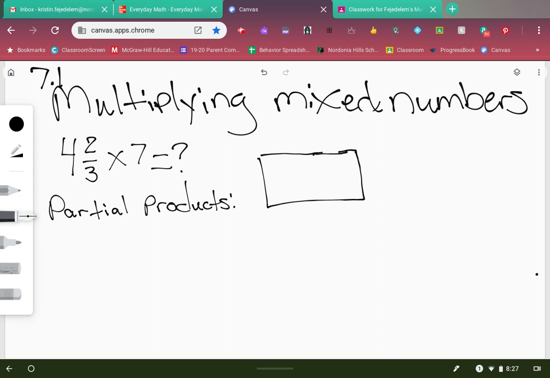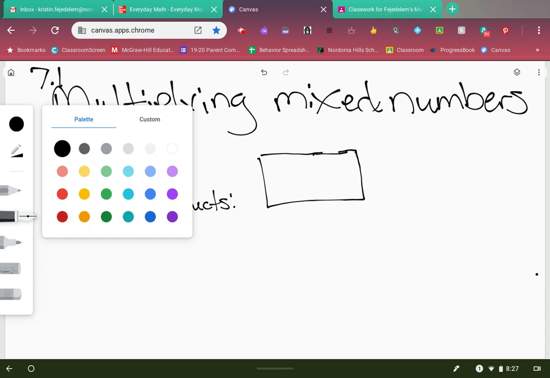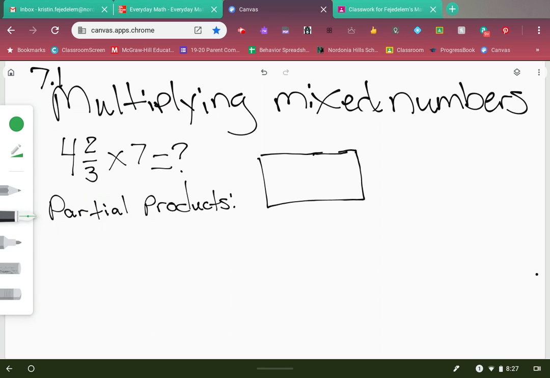Just like we broke up 28 into 20 and 8, we're going to take 4 2/3 and break that up, our whole number and our fraction. So again, we're going to divide our box. I'm going to divide it this way to show that 4 and then 2/3. So 4 is bigger than 2/3, hence the bigger box.